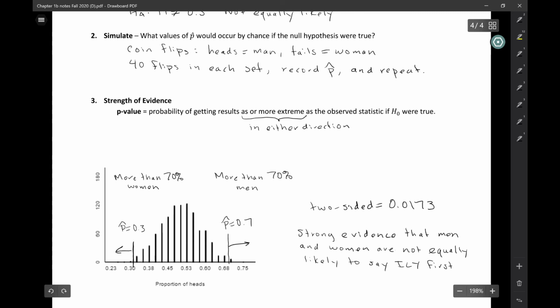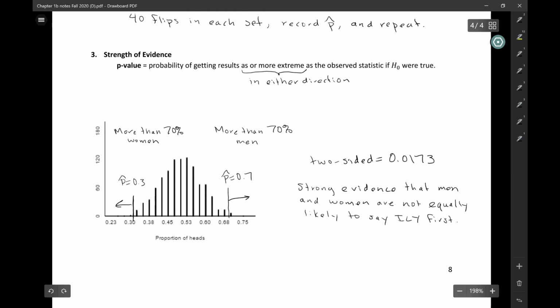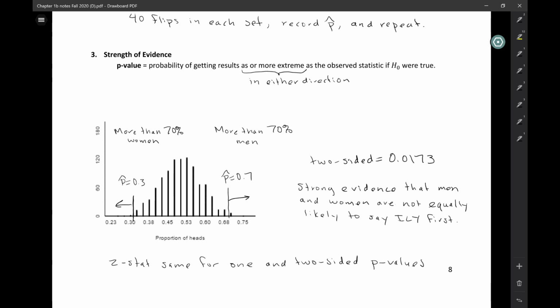One other thing I wanted to mention here is that one-sided versus two-sided only comes up when you're dealing with p-values. The z-statistic will actually be the same for one- and two-sided tests, so that's just not something that the z-statistic takes into account. That's why I said in a previous video that sometimes the guidelines for p-values and the guidelines for z-statistics contradict each other, and this is why, because p-values take into account one versus two-sided hypotheses, and z-statistics don't.